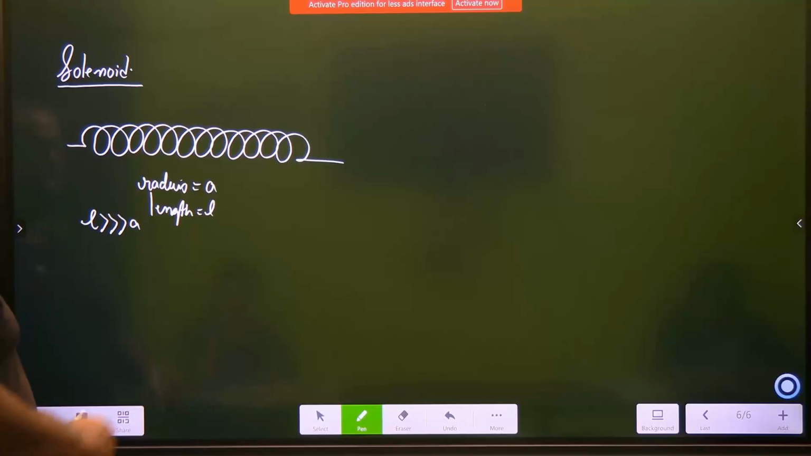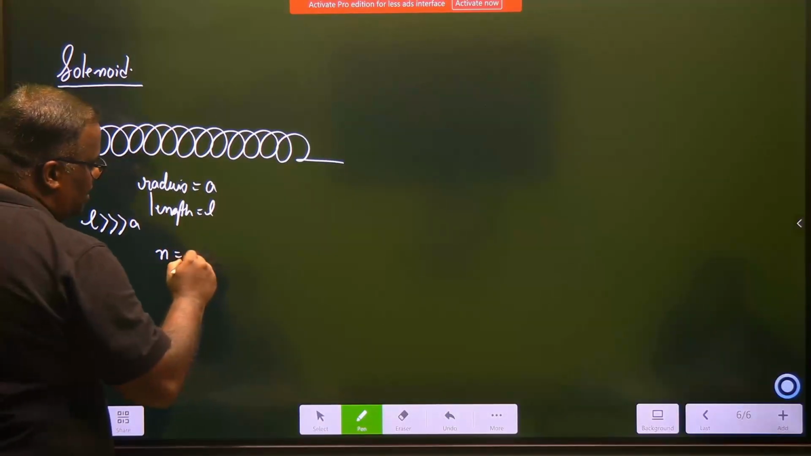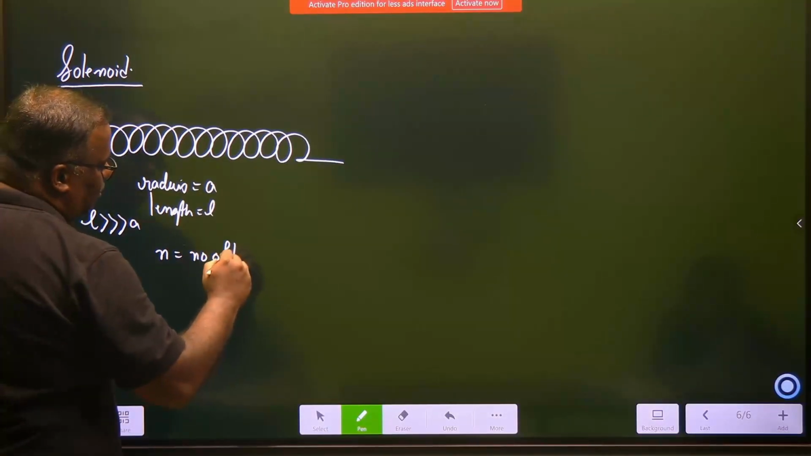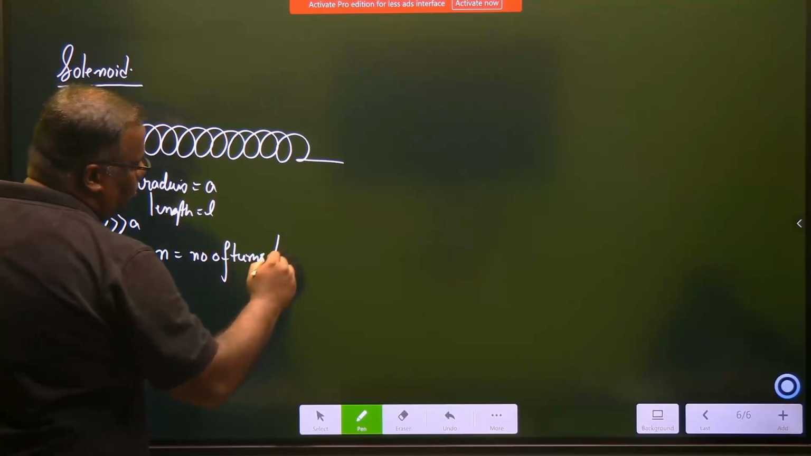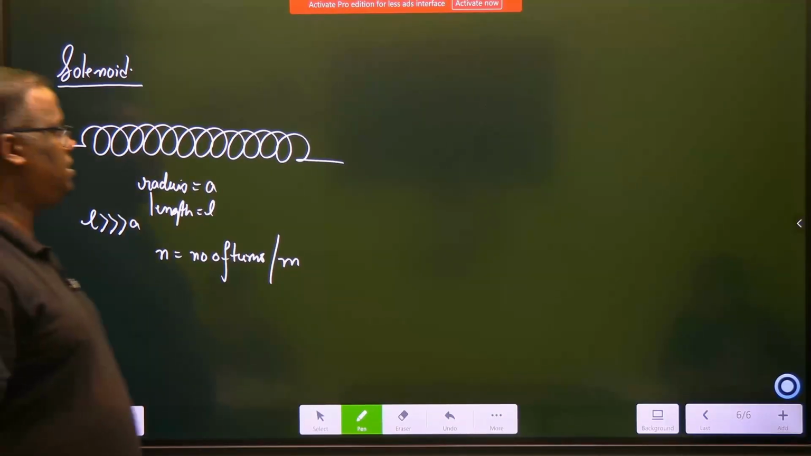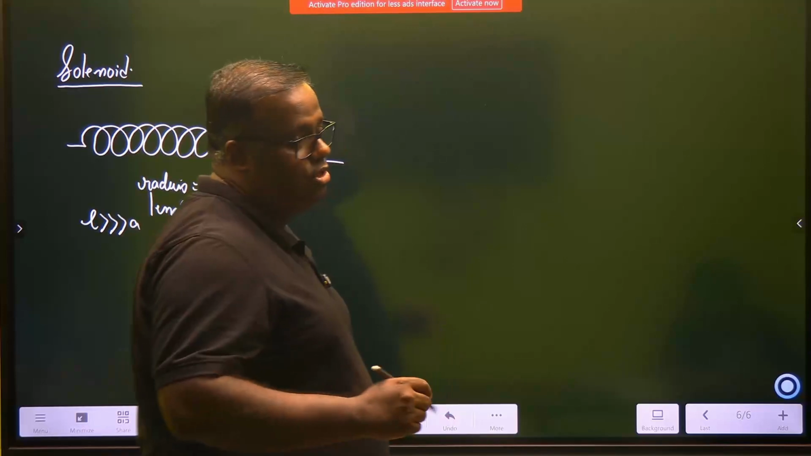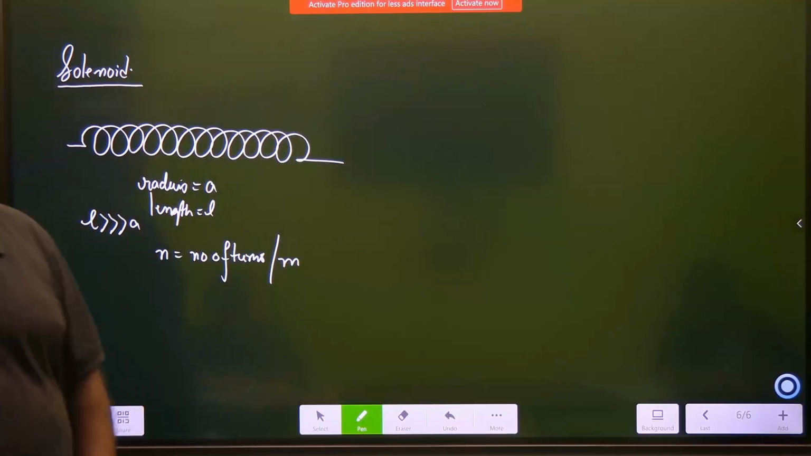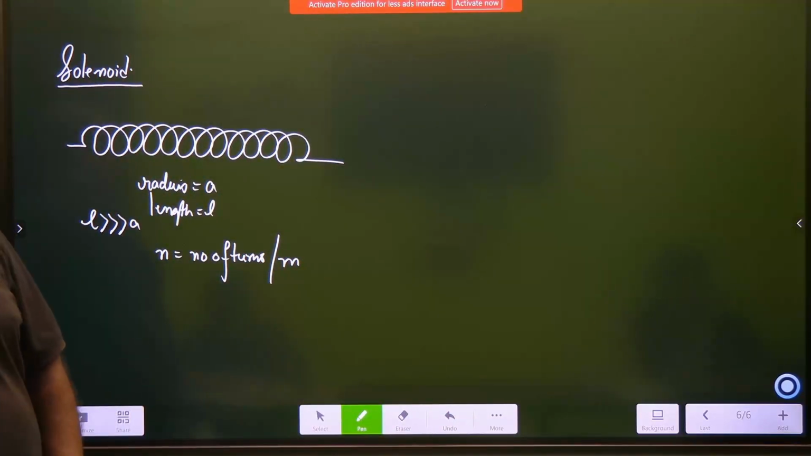And here we also get a term called n. n is equal to the number of turns per unit length, or per unit meter. n is very important for us. How many turns per unit meter? This is a solenoid: a long insulated wire wound into many closed loops. The beauty of a solenoid is that it will actually act like a bar magnet. A solenoid acts like a bar magnet.